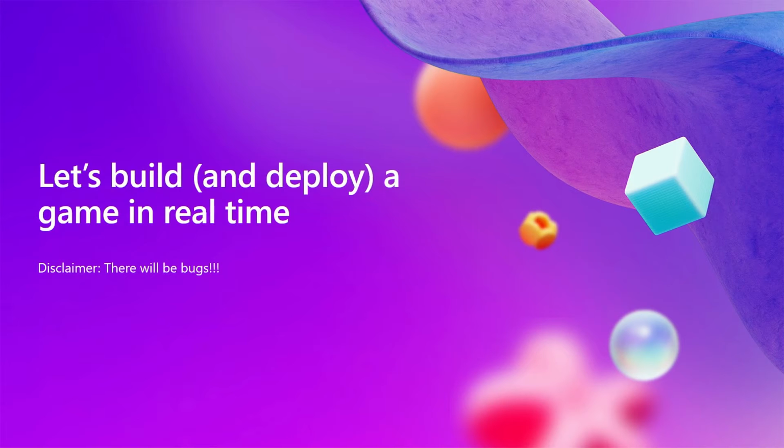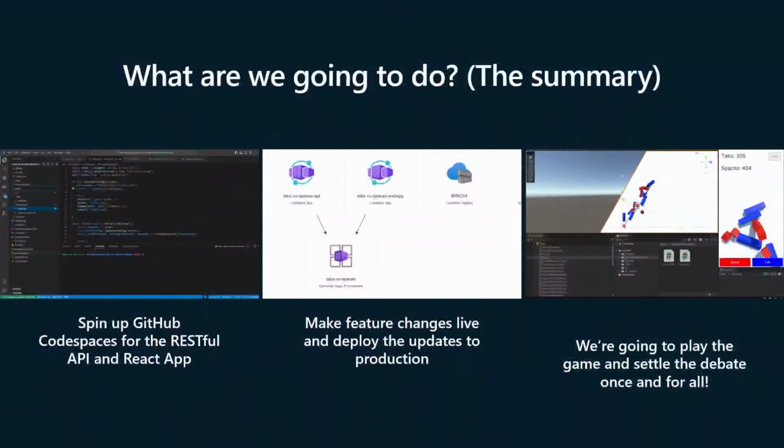So let's build a game and deploy it in real time. And disclaimer, there will be bugs. We've already had one. So what are we going to do at the high level? First, we're going to spin up some GitHub Codespaces for the RESTful API and the React app. Second, we're going to make feature changes live and deploy the updates to production. And last, we're actually going to play the game and settle the debate once and for all, tabs versus spaces.